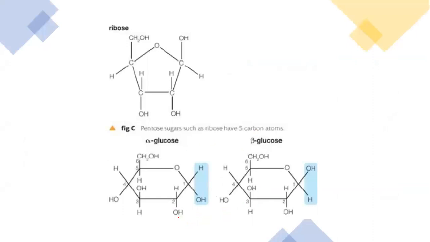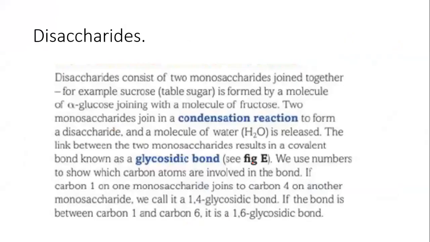So over here, this is our alpha glucose and this is the beta glucose. This is ribose. It has 5 carbons in it. This is alpha glucose and this is beta glucose. They are both isomers of each other. Okay, so that is what we had to do about monosaccharides.